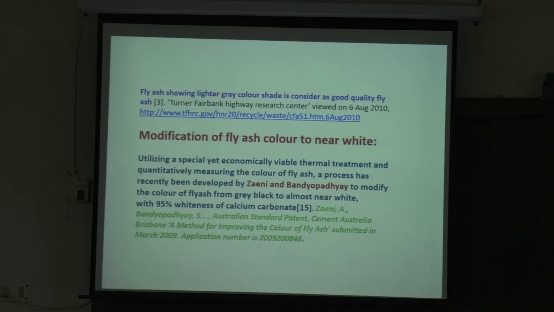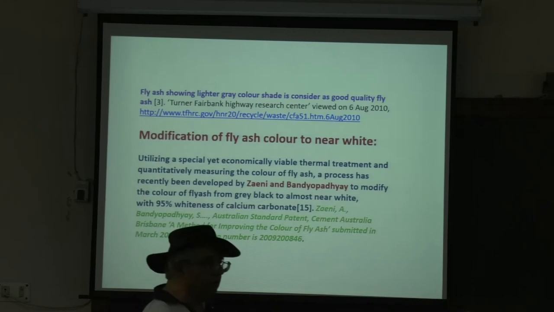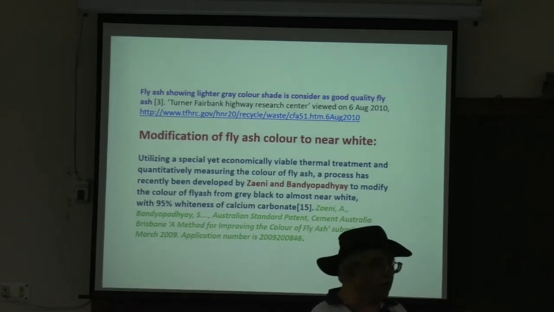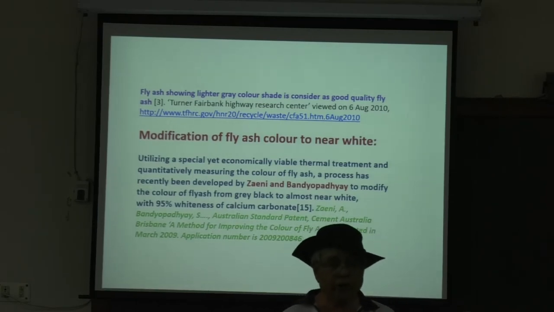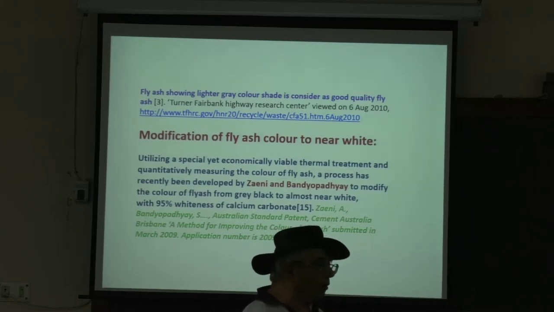Fly ash showing lighter gray color shade is considered as good quality fly ash. So this is another website which is given. Now, shortly we'll make a mention of modification of fly ash color to near white, utilizing an economically viable thermal treatment, and quantitatively measuring the color of fly ash. A process has been recently developed by Zeni and Bandy to modify the color of fly ash from gray-black to almost near white, with 95 whiteness compared to both barium sulfate and calcium carbonate. Now, calcium carbonate is used in many plastics as a filler, and it's a mineral. But if you can use this fly ash, and change this color to almost 95% white, you can save a lot of calcium carbonate, because you need to put minerals in plastics to make them strong and tough. And fly ash has all those ceramic materials. Fly ash can do that, okay?